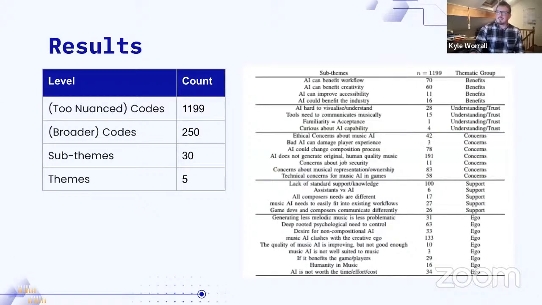So from these 13 hours, I ended up with nearly 1,200 codes, which is far too nuanced. And then I eventually broadened it down into 250 codes, which is a lot more manageable and kind of the expected amount of data. From there, we ended up with 30 sub-themes, which then fit under 5 themes. On this table, you can see a list of sub-themes, the count from the original nearly 1,200, and then the thematic group it fits under. So I'm going to discuss these thematic groups as the 5 insights that I think can inform startups and people developing AI music tech.